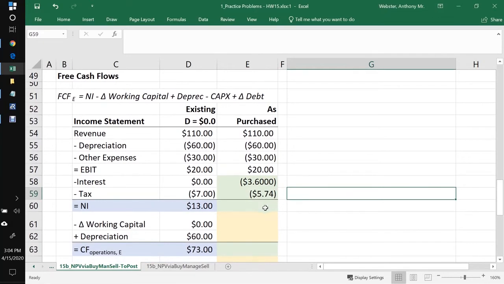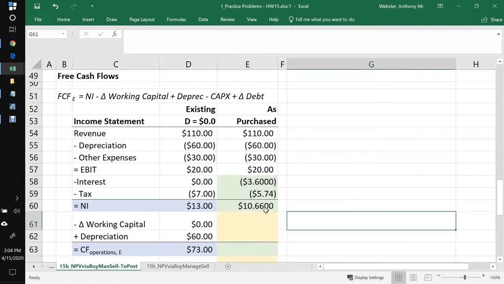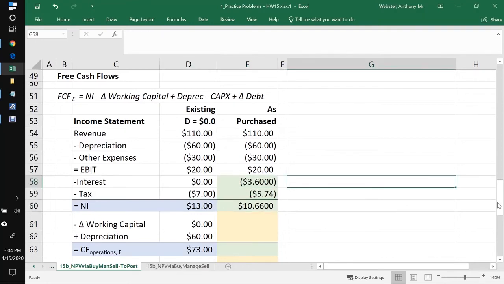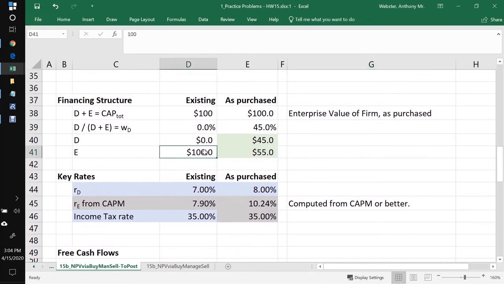Okay, and so now I'm ready to get my net income, which will be my EBIT minus my interest minus my tax. And so I'll sum those up and I get 10.66. So our net income is down if the firm is levered because we are paying this interest. But remember, the beauty of that interest is we didn't have to pay 100 million to buy this firm. We only had to pay 55 million.